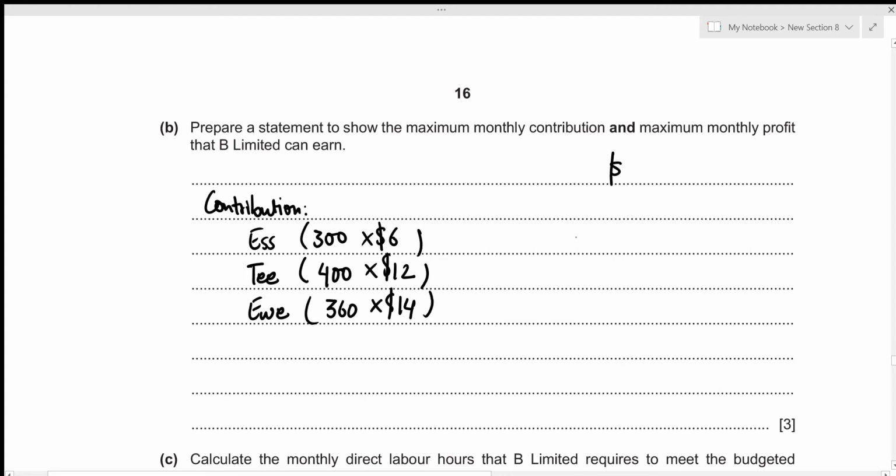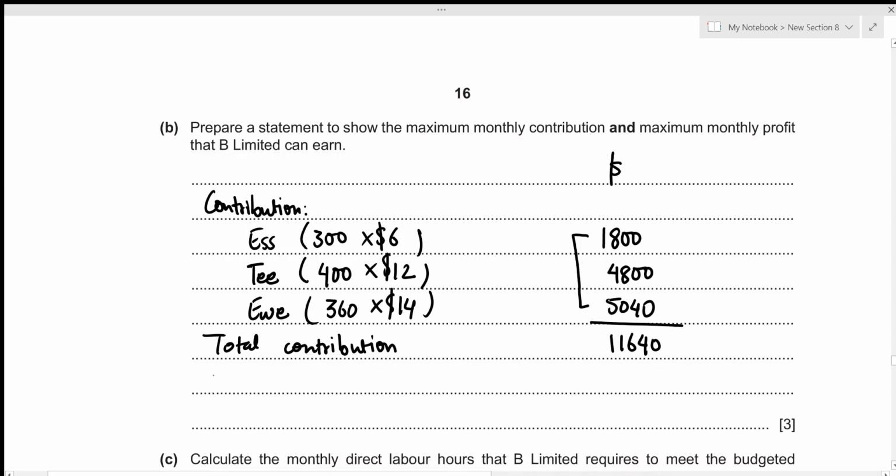So the total contribution for S is going to be 1800, which is 300 into 6. For T, that's 400 into 12, which gives the total contribution to be 4,800. Then for E, that's 360 into 14, which gives the total contribution to be 5,040. Now we can easily figure out the total contribution. That will just be the sum of these 3 amounts. So that's 1800 plus 4800 plus 5040, which gives the total contribution to be 11,640.